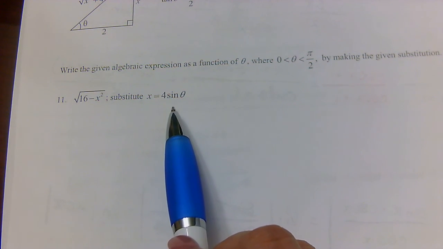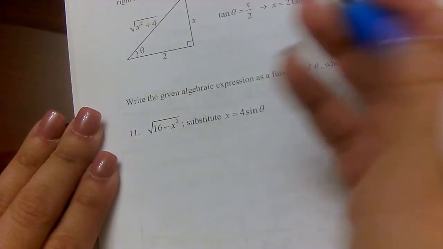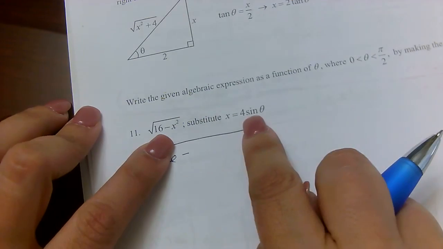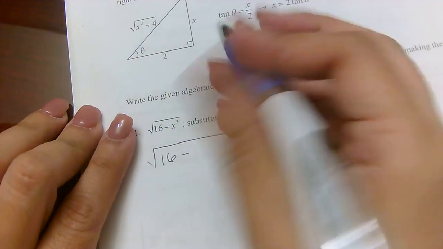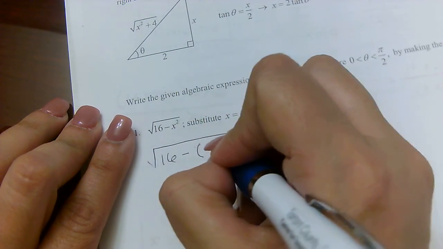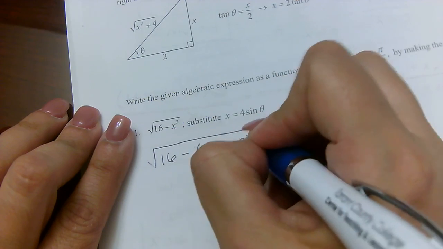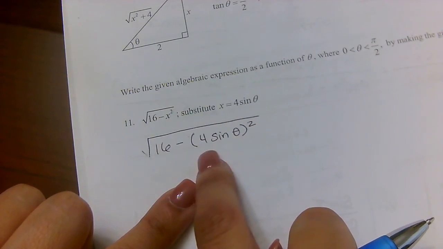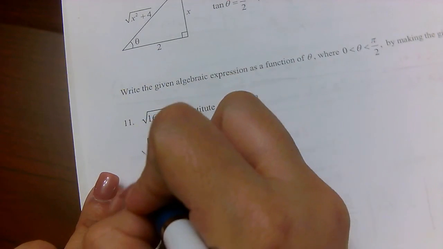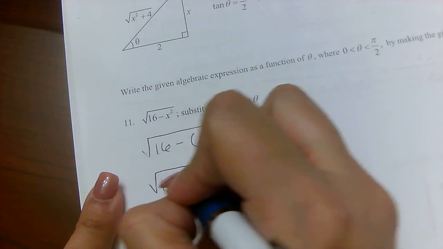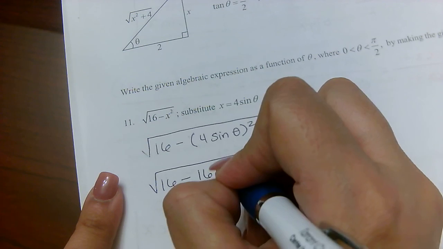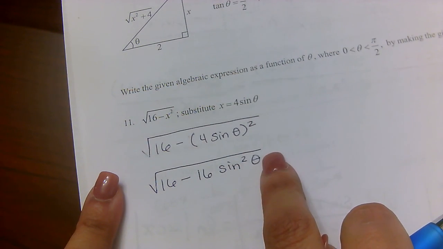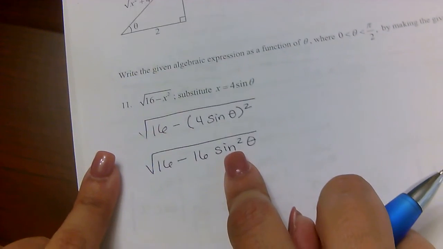So let's go ahead and do that. Here, we're going to have square root of 16 minus, substituting for x, 4 sine theta squared. Now this square applies to both of these terms. So when I go down again, I'm going to have 16 minus 16 sine squared theta. Don't put the square on the theta, it needs to go on the trig function.